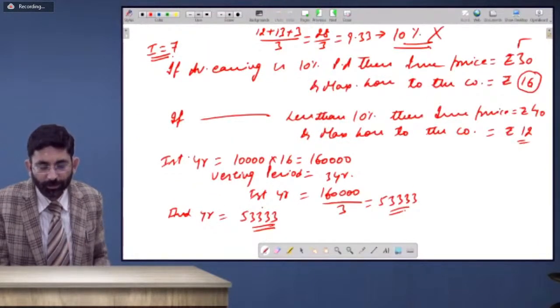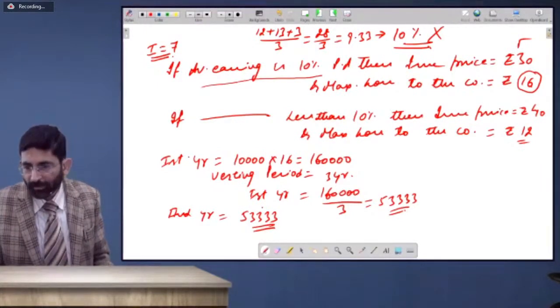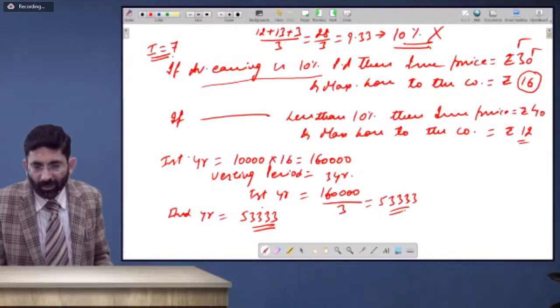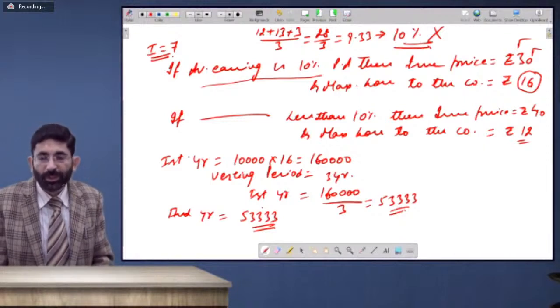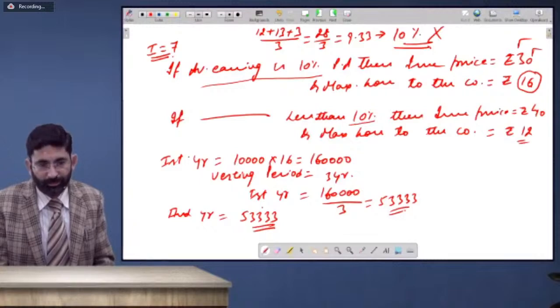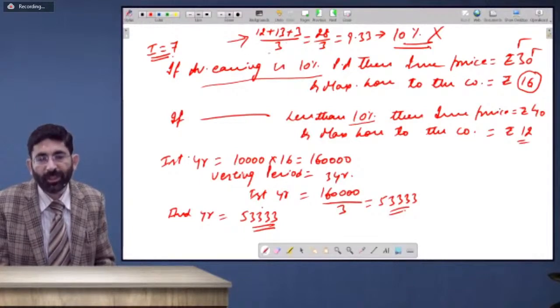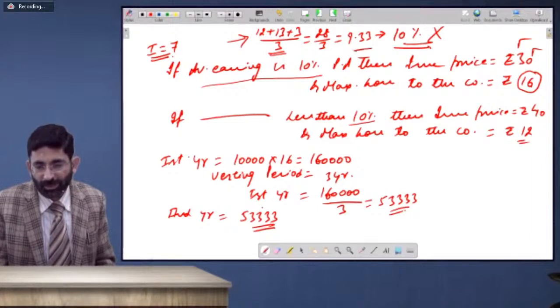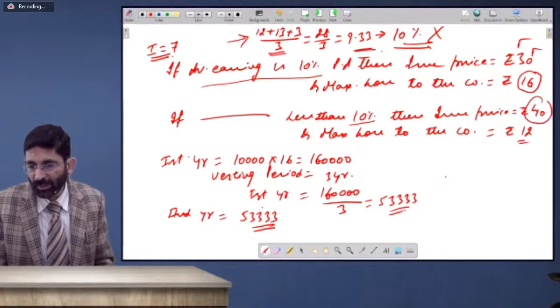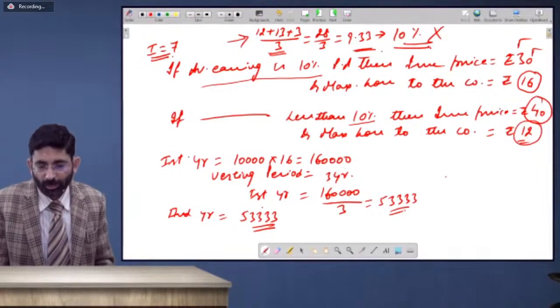That I have done for you. Average earning is 10%, so issue price is 30. In the next year, average earning is again more than 10%, so there is no problem. But in the third year, average earning is less than 10%. How? We have calculated 12 plus 13 plus 3 divided by 3. So it is 9.33. It is less than 10%. Due to that reason, now the issue price will be 40 and maximum loss to be borne will be 12. So this has been changed.